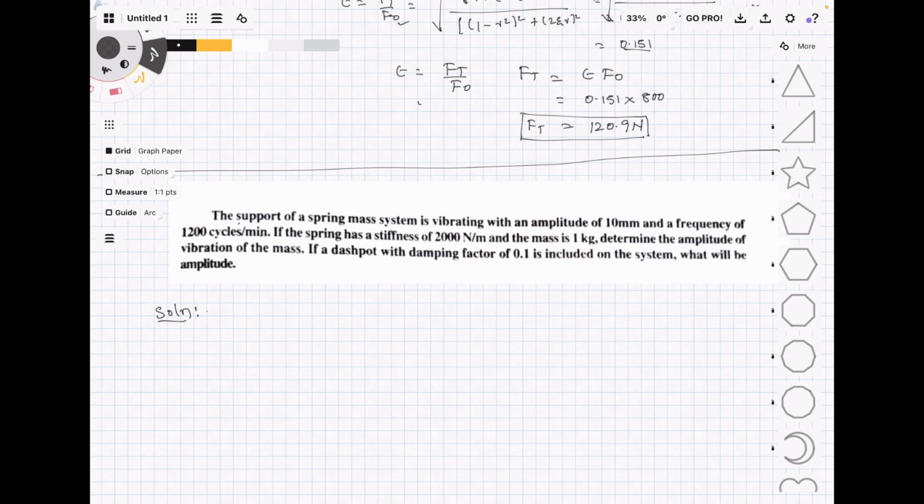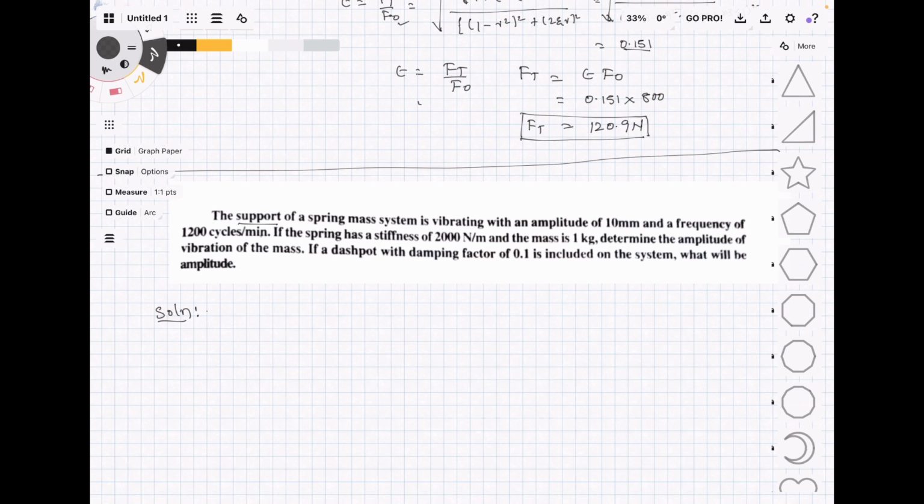So remember that the support of a spring mass system is vibrating with an amplitude of 10 meter, and a frequency of 1200 cycles per minute. If the spring has a stiffness of 2000 Newton per mm and the mass is 1 kg, determine the amplitude of the system.